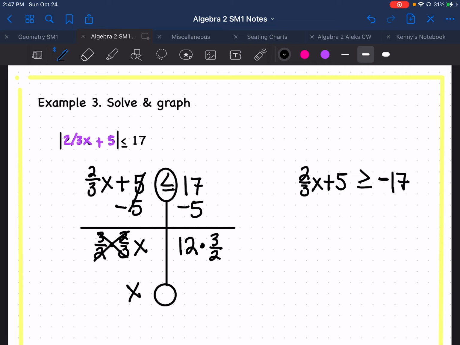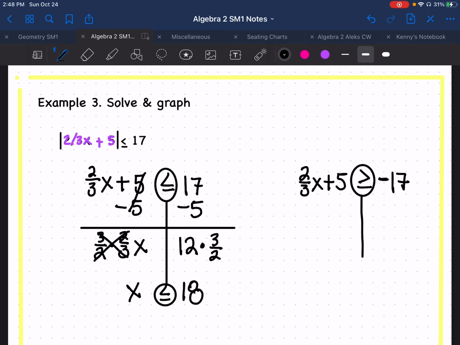I am not multiplying by a negative. That fraction that I multiplied by is not negative. So my inequality symbol does not flip. 12 times 3 divided by 2 is 18. So there's my first one. I'm going to go ahead and do the next one.